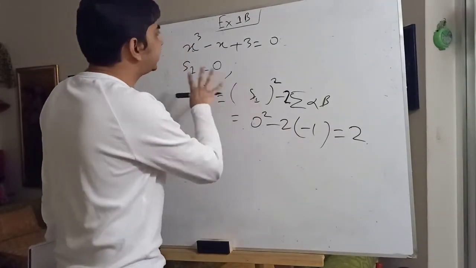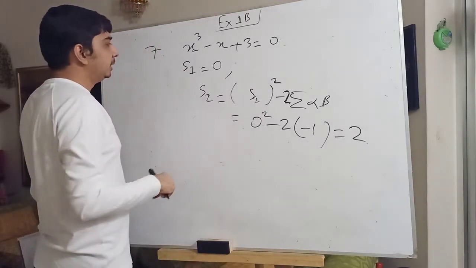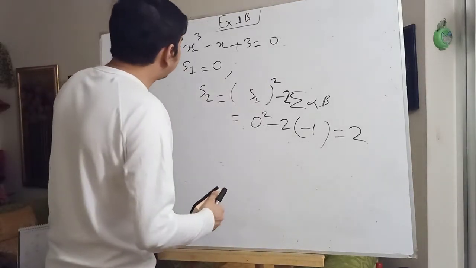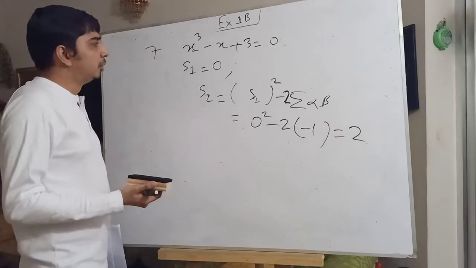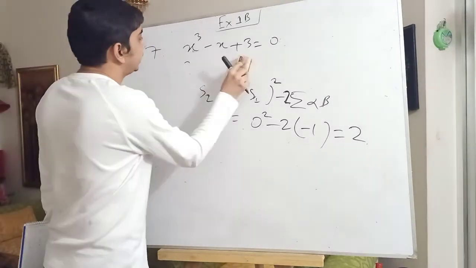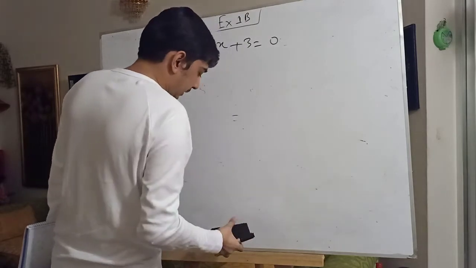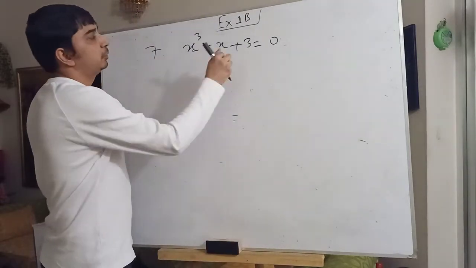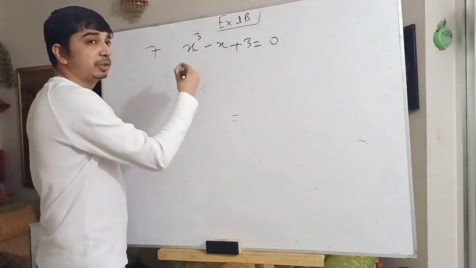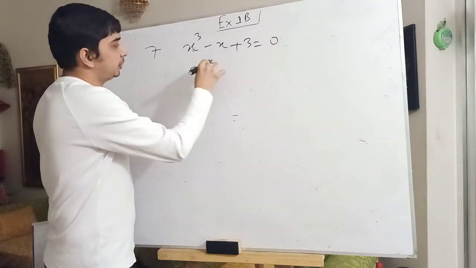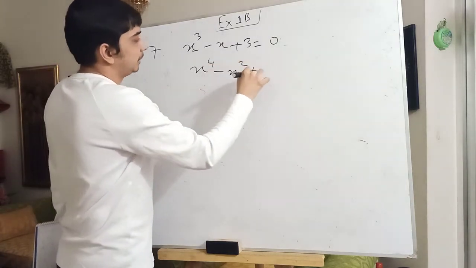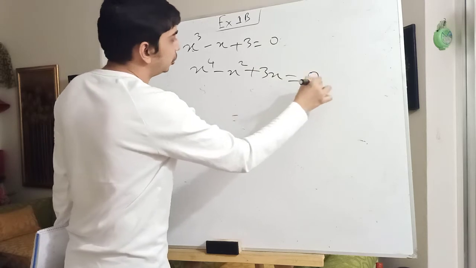Okay, this part is just like the previous sums, nothing critical. Now we have to find S4. So let me do one trick. Let me multiply this equation by x. So now this equation becomes a quadratic equation: x to the power 4 minus x square plus 3x is equal to 0.